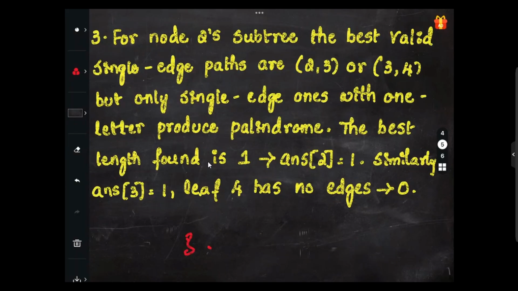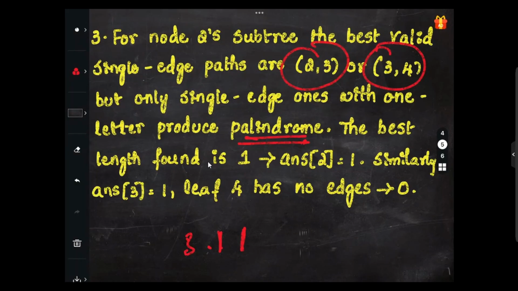For the node 2 subtree, the best valid single edge paths are 2, 3 as well as 3, 4. You can just build the tree kind of structure, or the graph kind of structure, and just see, right? Paths are 2, 3 and 3, 4, but only single edge ones with a letter that produce the palindrome, right? So the best length that is found is 1. So answer of 1 is 1. Answer of 2 is 1. Answer of 3 is also 1.